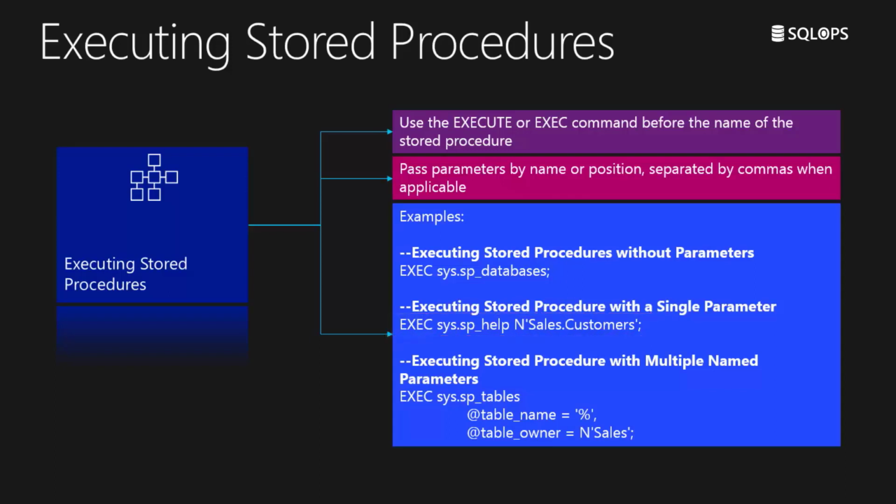And if there are multiple parameters, you can list them in the same order in which they are defined in the procedure's definition, or you may provide name pairs of parameters and values. For example, in the third query that you see here, the parameters are passed with the parameter name and the value pair. Let's execute the queries that you see here and see what the results will look like.